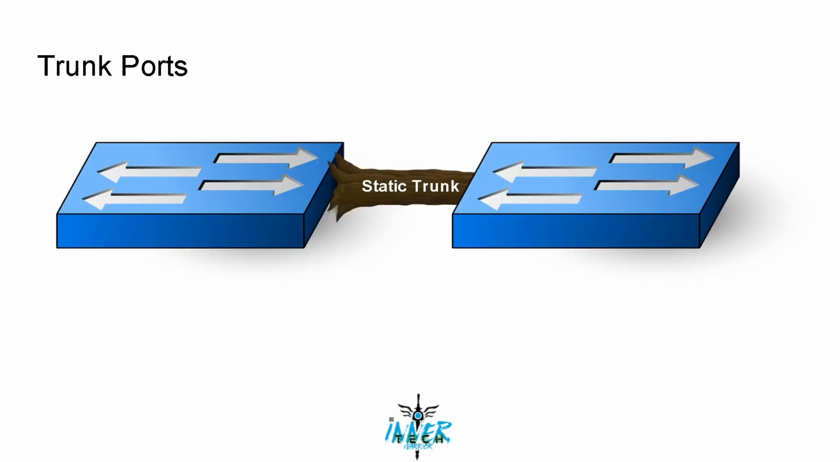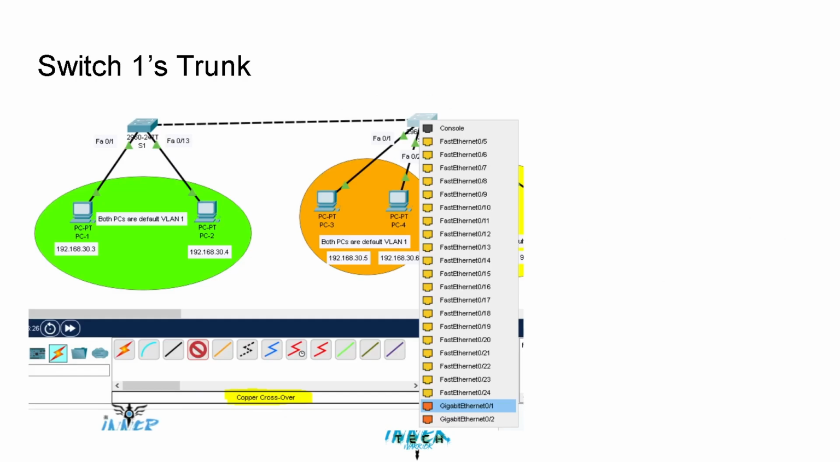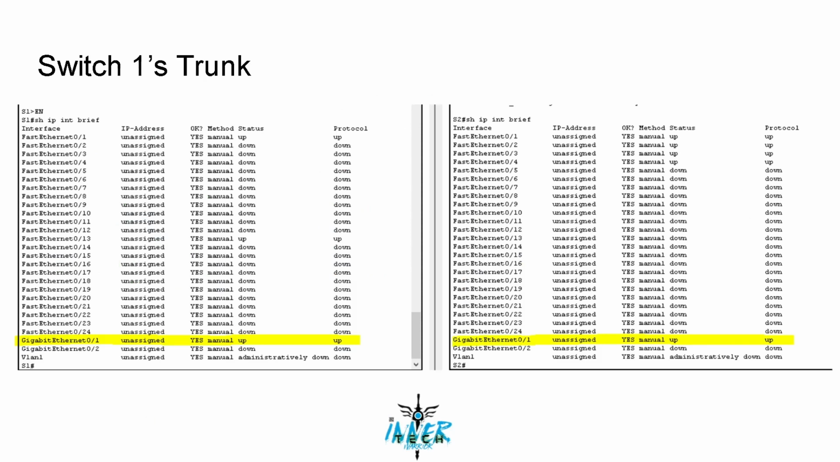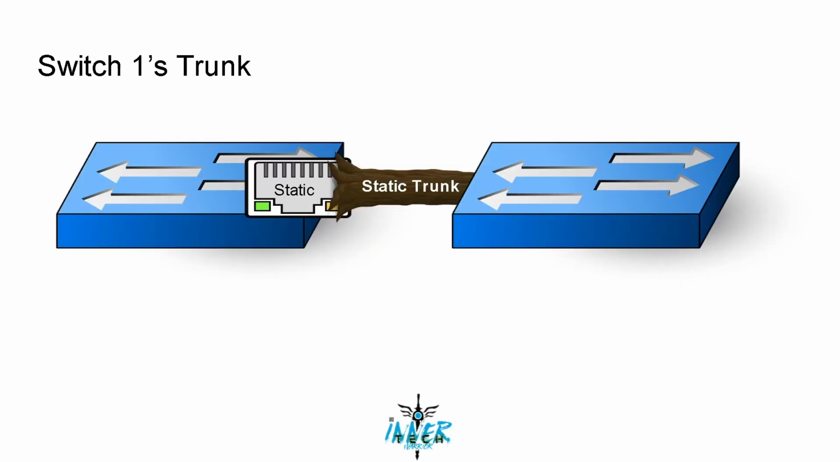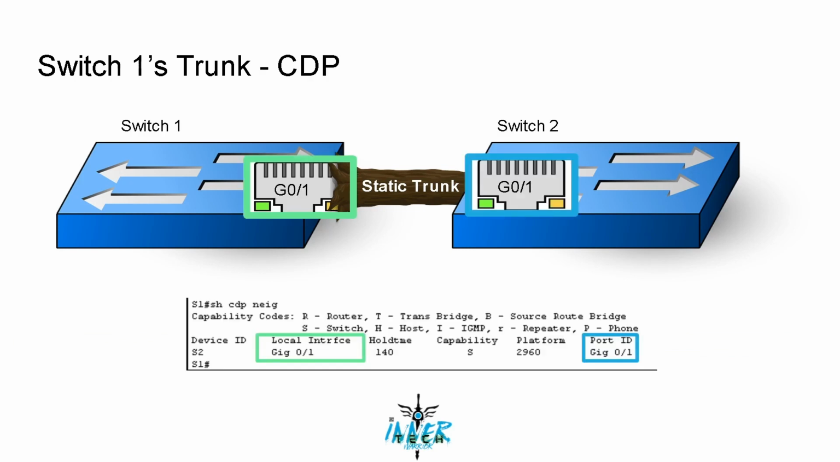So let's create a static trunk port. First, we'll connect the two switches together with a crossover cable. And make sure the ports are enabled with the no shut command if the ports are not already up. Let's start with switch 1's half of that static trunk. We know which ports we connected the switches to, since we literally just did it, but if we wanted to, we could use the show cdp neighbors command in switch 1. By doing so, we can see switch 1 is using port Gig0/1 to connect to switch 2's port Gig0/1.